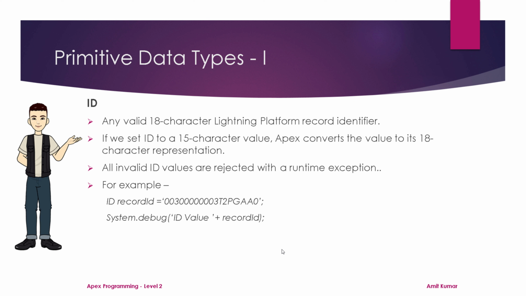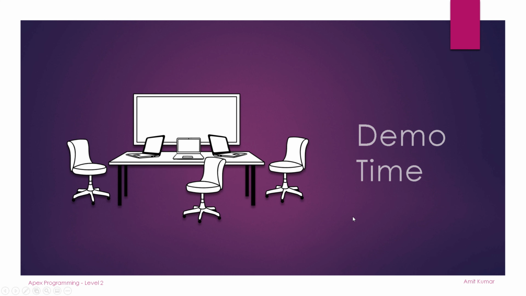That means when you run the program, while the program is in execution mode, the program will stop abruptly, showing you an exception. Here you can see we are specifying an ID, and the point to note is that every time an ID is specified, it is in single quotes just like a string. So that's pretty much the talk about various primitive data types. Now it's time to see the things practically.